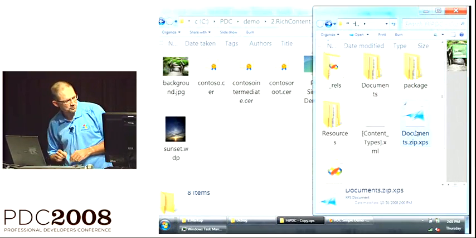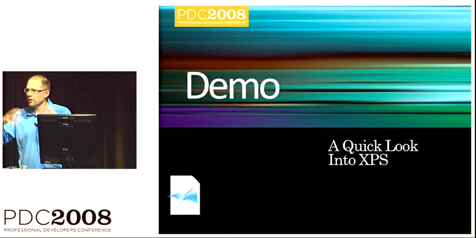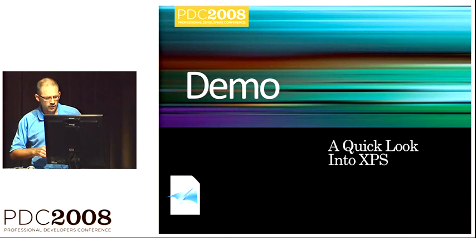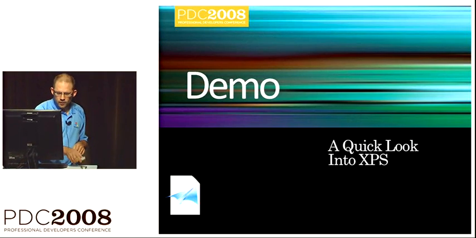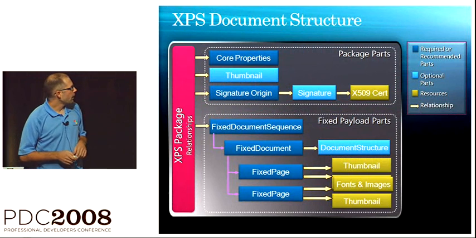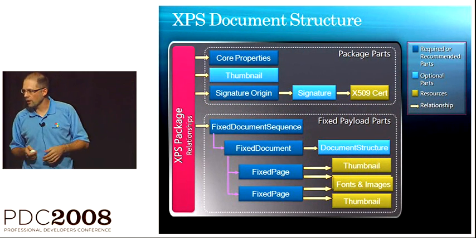Okay, now we do have a bit more. That was a very quick look inside an XPS file, just breaking it up in the shell, showing you it's a zip file, getting in and playing with the markup, and so on. Just to give you a feel for some of the stuff that I went through very quickly, this is the document structure that we have inside that zip archive.